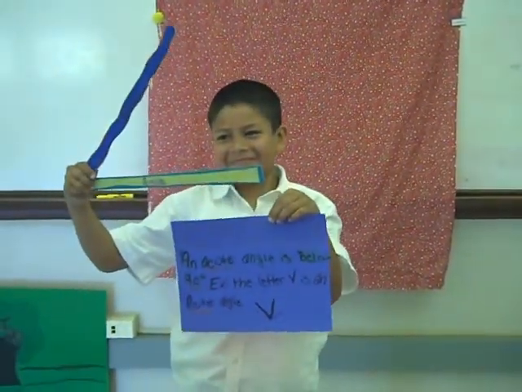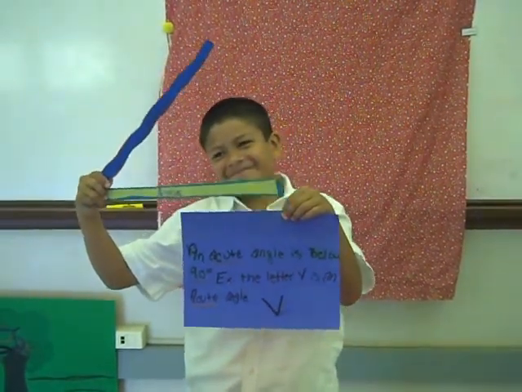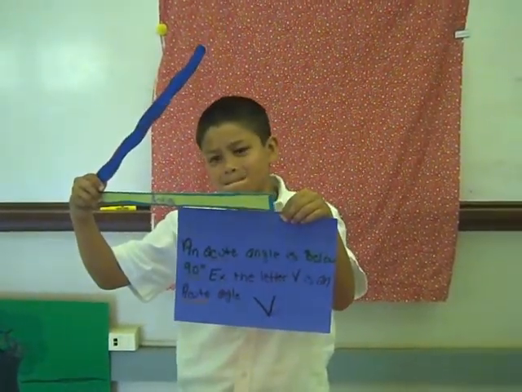Acute. An acute angle is below 90 degrees. Example, the letter V is an acute angle.